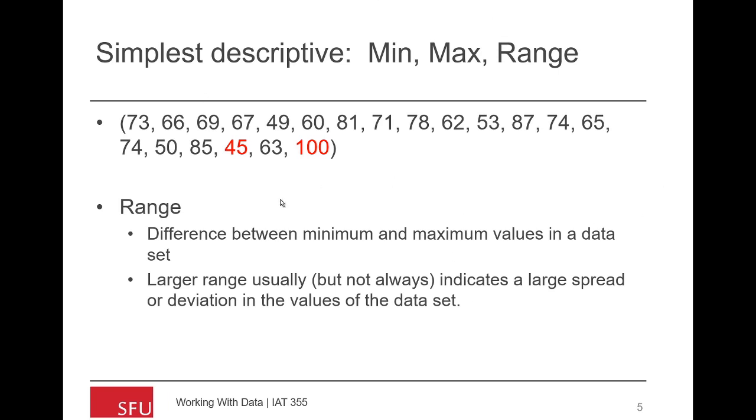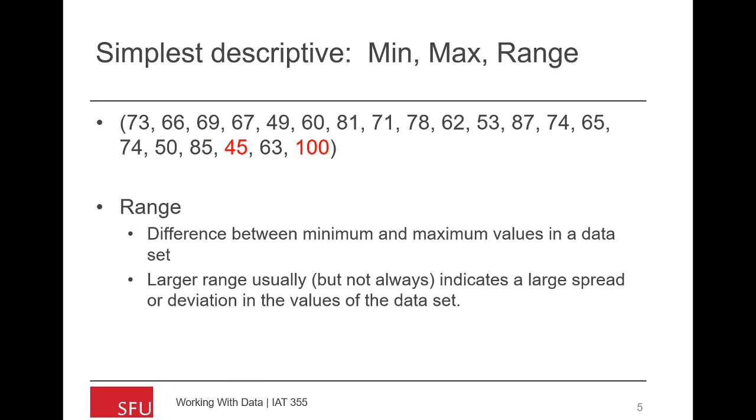So we have here in our slide a very simple little data set with these numbers ranging from 45, as is highlighted in red, to 100. And they are integer numbers in this list. And range is simply the difference between the minimum and maximum values. And clearly we've already identified what the minimum and maximum values are here by highlighting them in red.